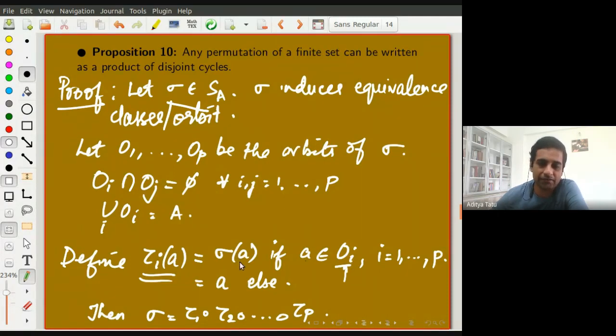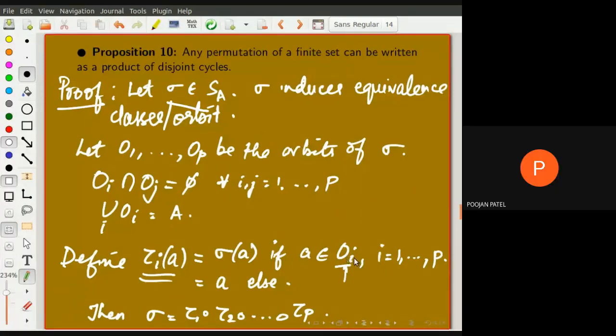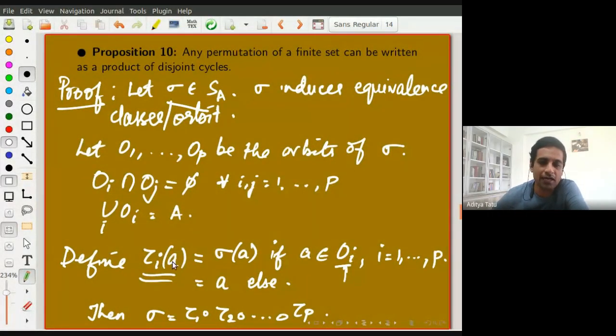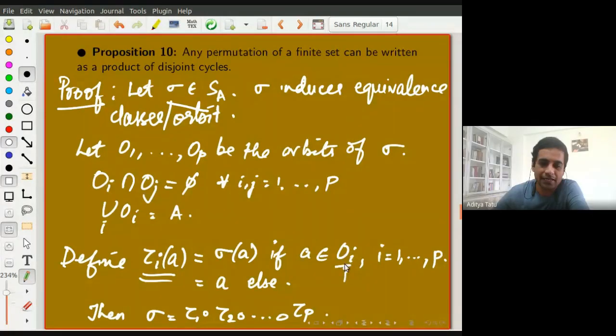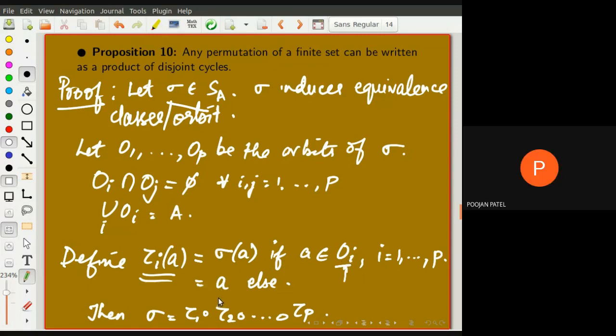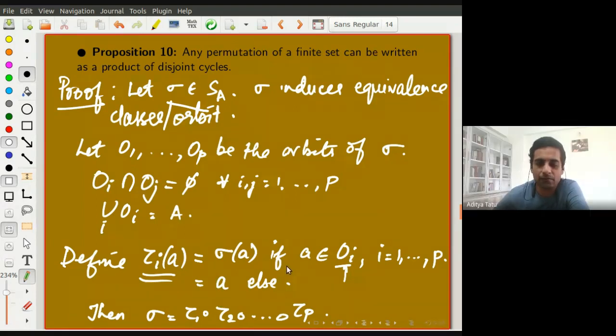See, sigma A will be different from A. Okay, and then all elements of the ith orbit will contain sigma I. So by applying sigma or tau I again and again, you are going to get all elements of O I, right? Yes. Okay, so that is the largest orbit, which may contain more than one element. For every other element which is not in the ith orbit, tau I is doing nothing. Yes. So that is why tau I would be a cycle.